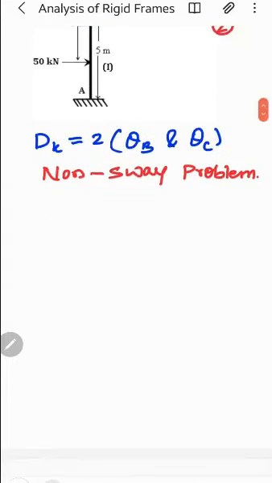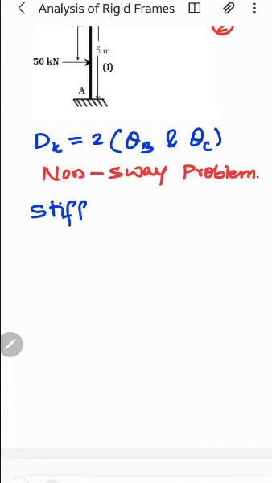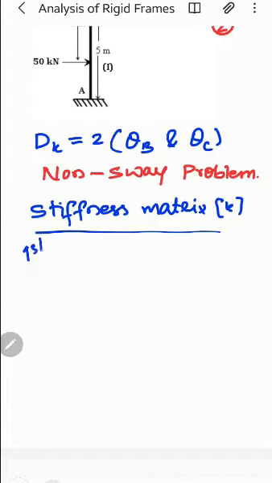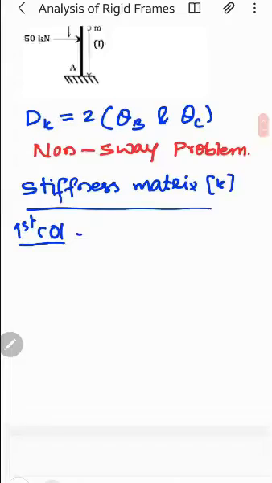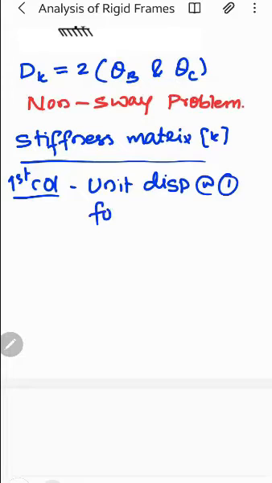So now calculate the stiffness matrix. So what is the stiffness matrix here? The stiffness matrix K. How to develop the first column of the stiffness matrix? For the first column, give unit displacement at coordinate 1, and calculate forces at 1 and 2.